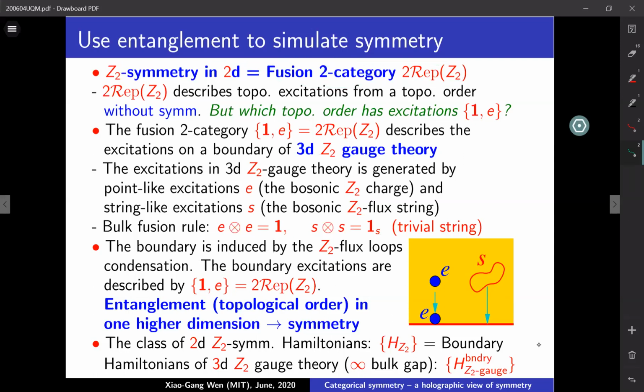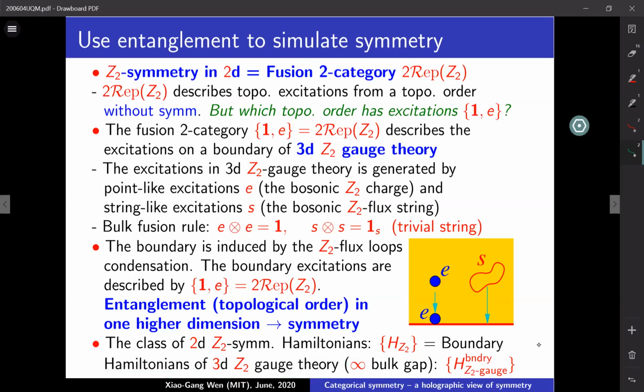Because of this, the 3+1 dimensional topological order in one higher dimension has a boundary which can recover this fusion category. And this fusion category also corresponds to the symmetry. So in the end, we find that this topological order in one higher dimension also encodes a symmetry. This is what I mean by using entanglement to describe a symmetry. In this case, we view the class of two-dimensional symmetric Hamiltonians, this Hamiltonian class, as the boundary Hamiltonians of this Z2 gauge theory in one higher dimension.